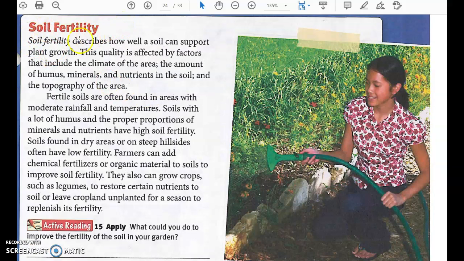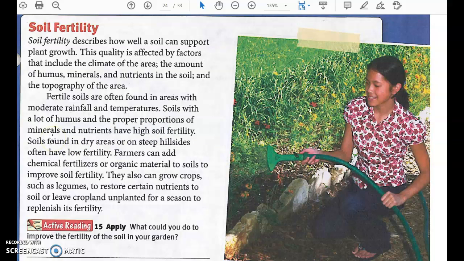Soil fertility. Soil fertility describes how well a soil can support plant growth. This quality is affected by factors that include the climate of the area, the amount of humus, minerals, and nutrients in the soil, and the topography of the area. Fertile soils are often found in areas with moderate rainfall and temperatures. Soils with a lot of humus and proper proportions, that means amounts, of minerals and nutrients have a high soil fertility. Soils found in dry areas or on steep hillsides have low fertility.